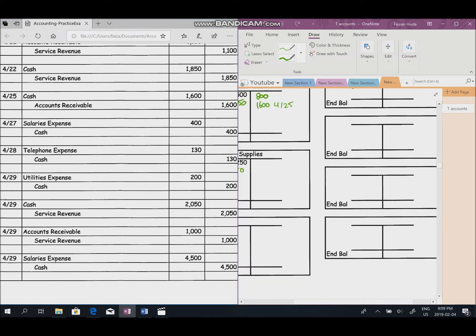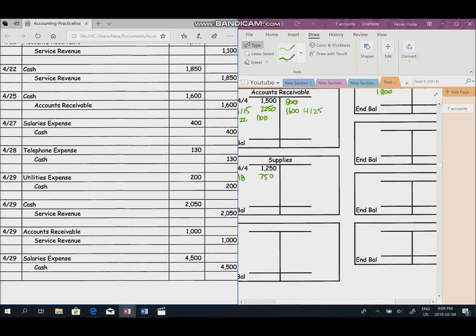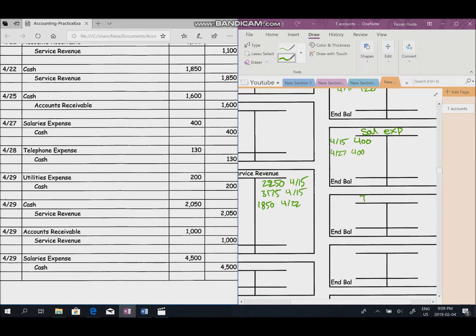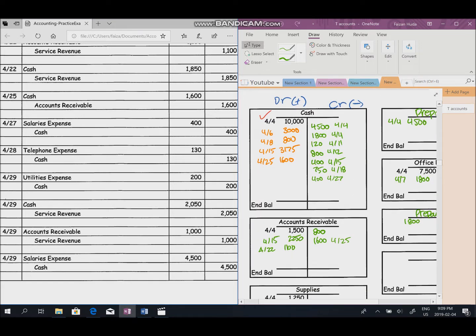Next, moving forward, telephone expense, same thing. I'll look for telephone expense if there's an account made already. So I'm just gonna make a telephone expense account right over here. Again, I'm gonna use short form just for time's sake, but you guys should write telephone expense fully. 130. This happened on April 28. Cash again goes down on April 28. Cash, what was it? 130 on 4/28.